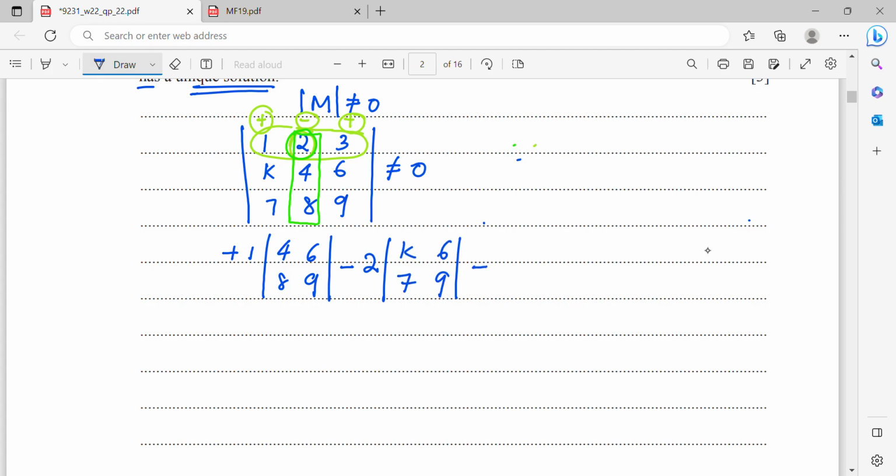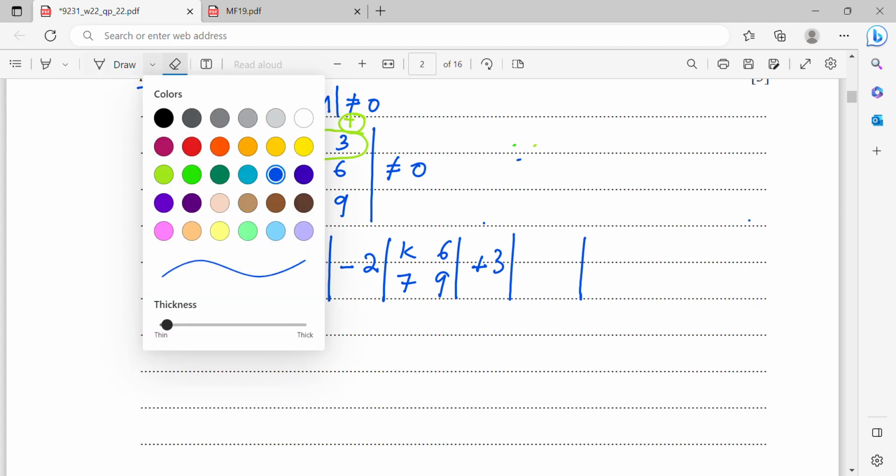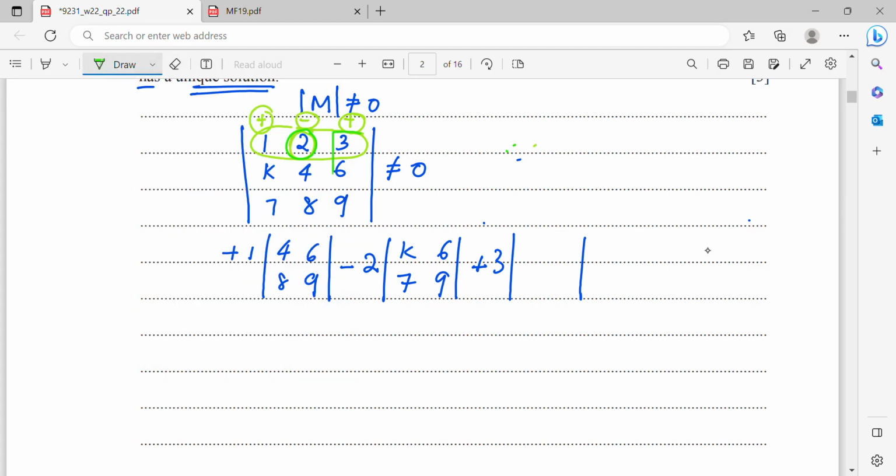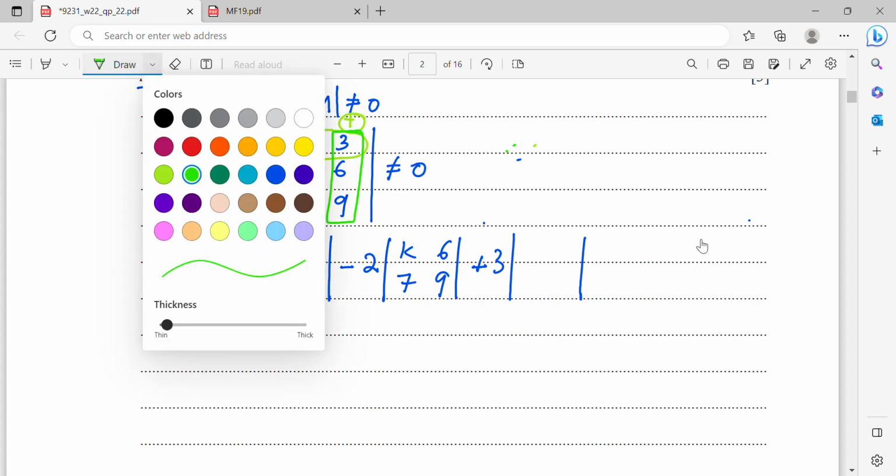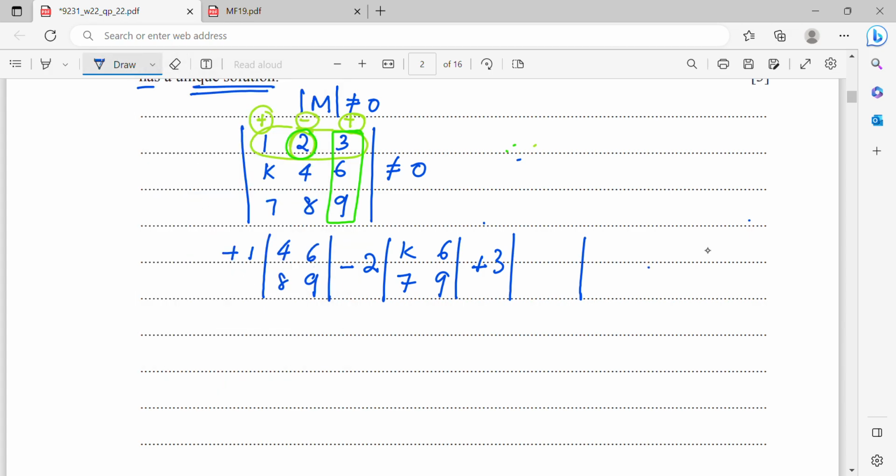Followed by plus 3, which is considering the third column. When I consider the third column, my cross out will be 3, and the sign is plus. So I will write plus 3. This is how I get it. And then the remaining elements will be k, 4, 7, 8, and not equal to 0. So this is how we calculate the determinant for a 3 by 3 matrix.